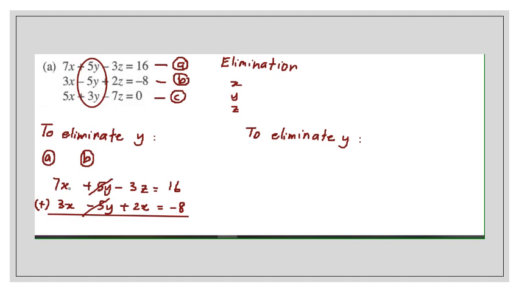7 plus 3 is 10x. 5 plus negative 5 is 0. Negative 3 plus 2 is negative z, equal to 8. This is your new equation, from equations A and B. Now it is equation D. Next, we go to the next one. This one, A plus B, we do plus.